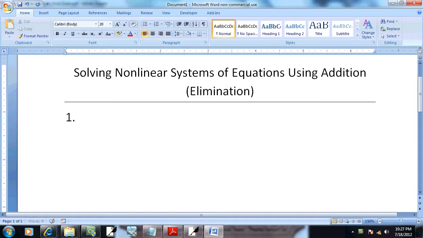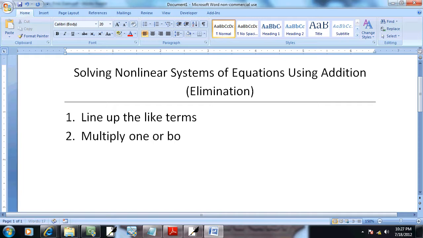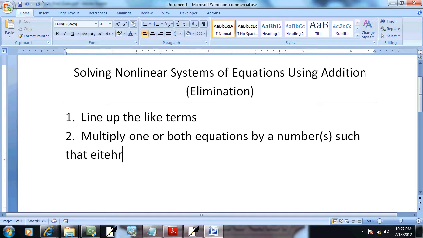Step 1. Line up the like terms. Step 2. Multiply one or both of the equations by a number, and I'll put an S by it because it could be two different numbers, such that either the x's or y's are additive inverses of each other.